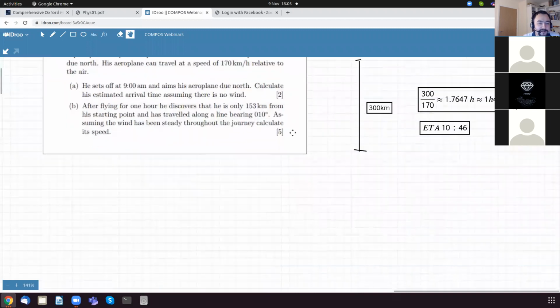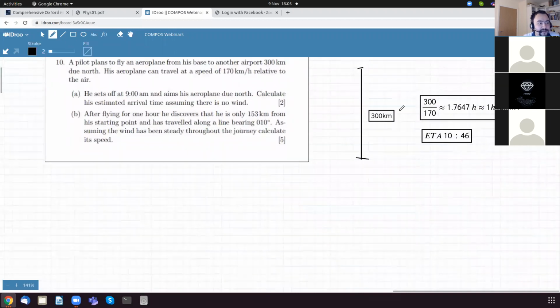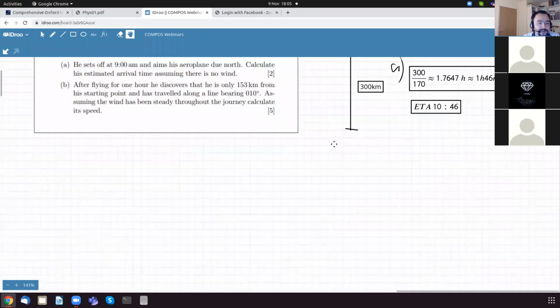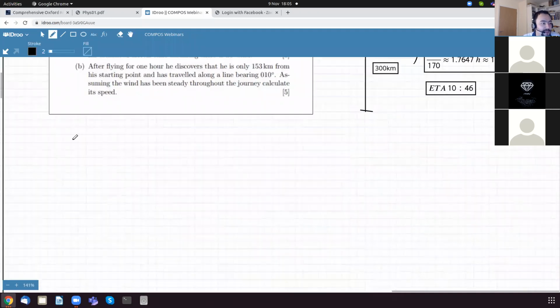But then the second part is much more interesting. It says after flying for 1 hour, he discovers that he's only 153 kilometers from his starting point. So for question B, I'm going to draw a diagram. This was his plan. He was planning to fly straight, but there was wind. So he's traveled along a line at a bearing.